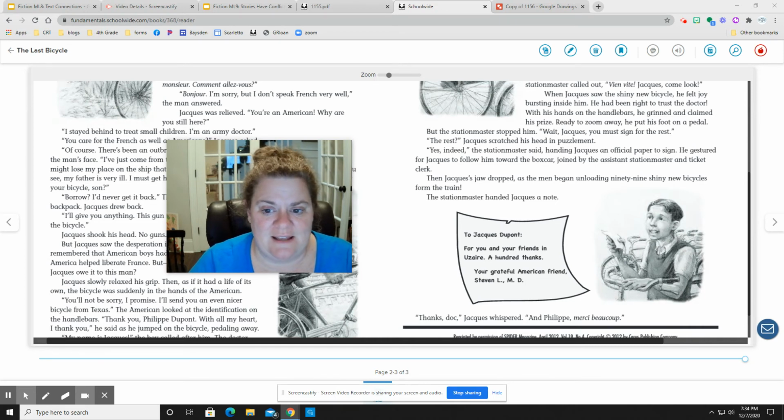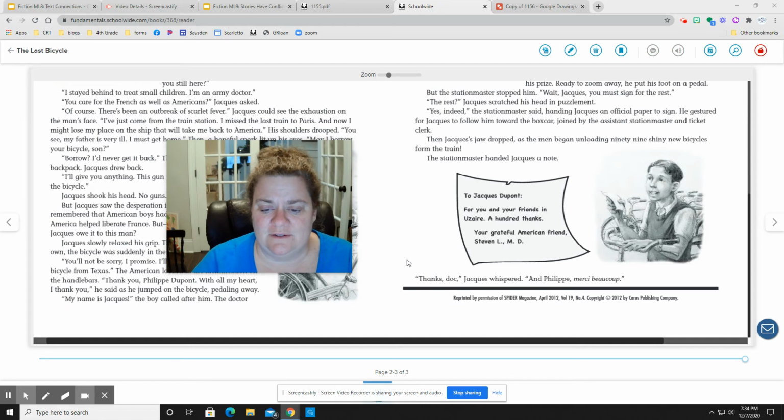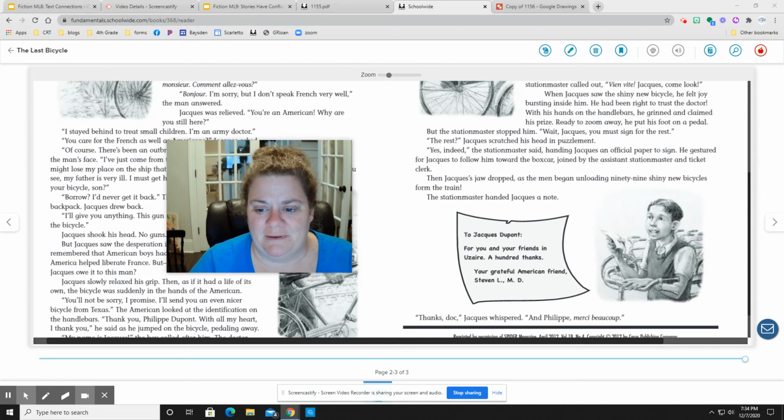The station master handed Jacques a note. "To Jacques Dupont, for you and your friends in the Uzair, 100 thanks. Your grateful American friend, Stephen L., M.D." "Thanks, Doc," Jacques whispered, and Philippe, "Merci beaucoup," which means thank you very much.